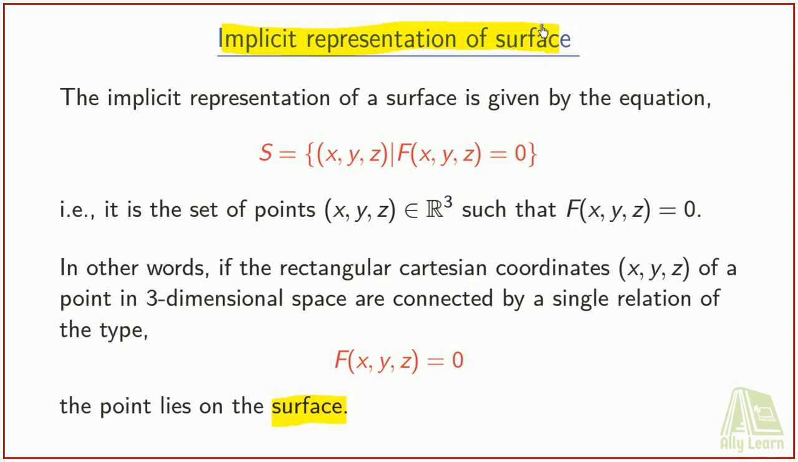Again I repeat, implicit representation means all the variables are connected by a single function. In implicit representation, the surface consists of all those points x, y, and z such that f of x, y, z equals 0. And we can also consider it in this way: a point with rectangular coordinates x, y, and z is said to lie on a surface if they are connected by a single relation of the type f of x, y, z equals 0. Okay friends, so this was regarding implicit representation of a surface, and now we move on to explicit representation of a surface.